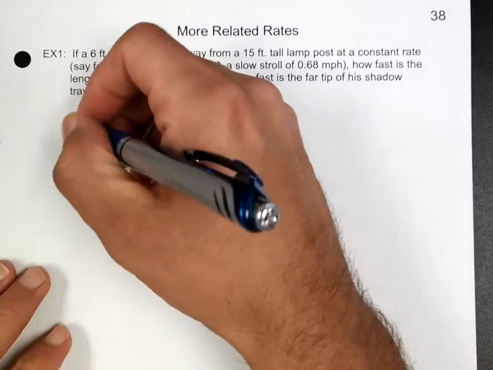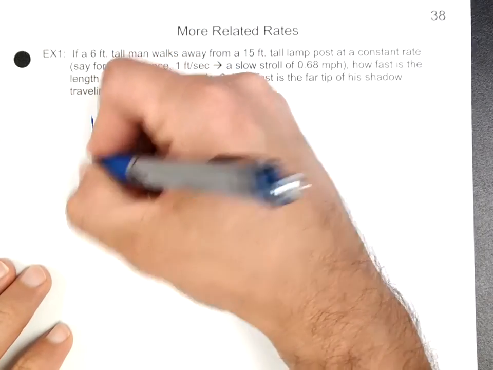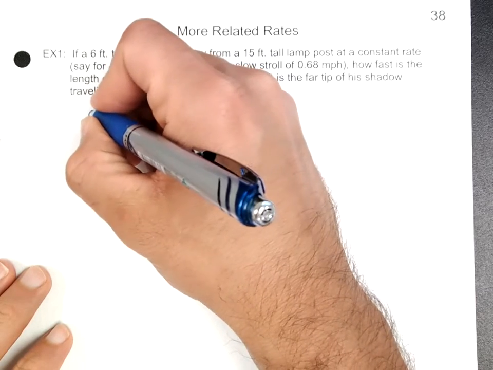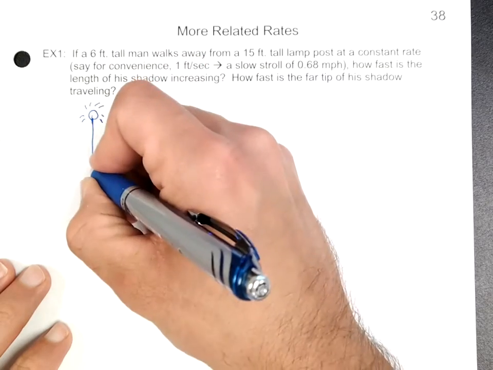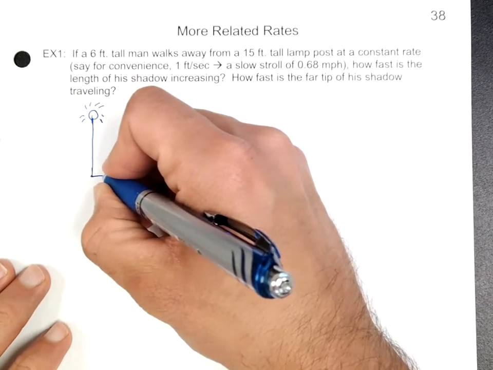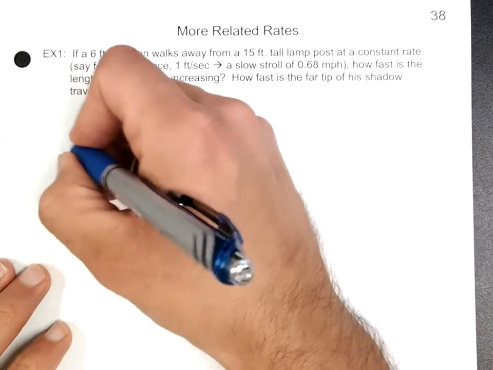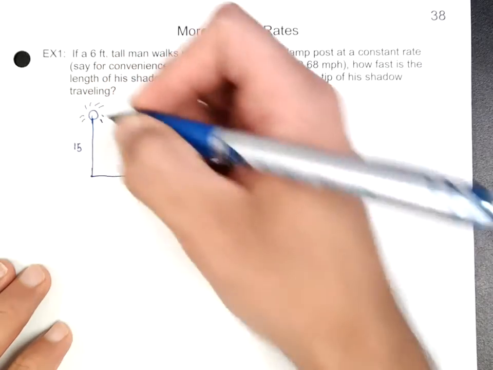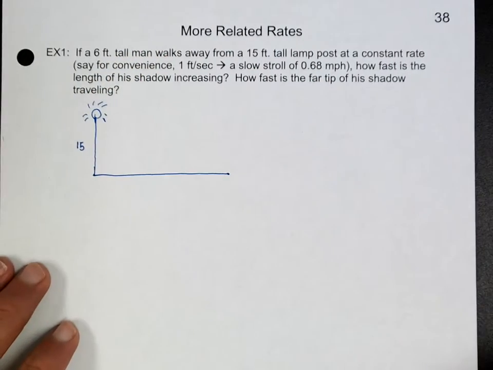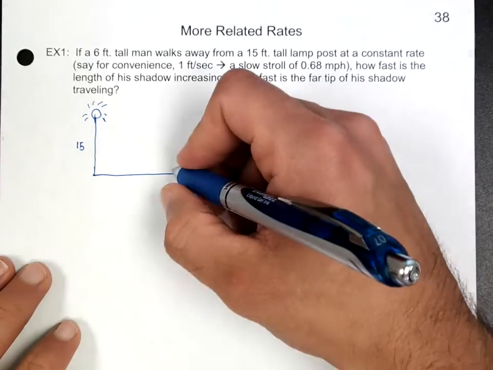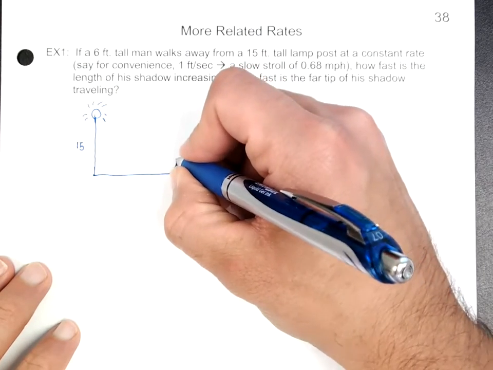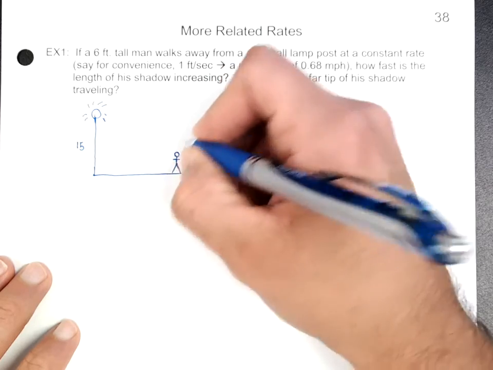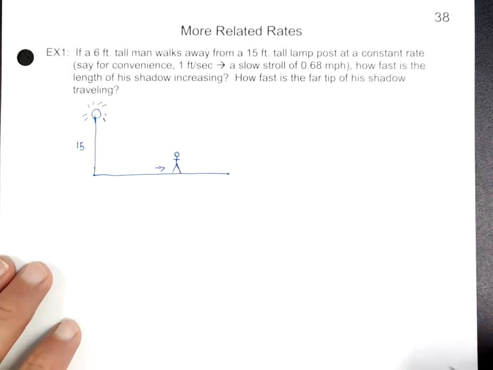So if I draw a picture, I'm really not that good with pictures, but here's a picture here. Okay, and it says that this right here is 15 feet. And we have a 6-foot tall guy that's walking away. He's walking away from the post.